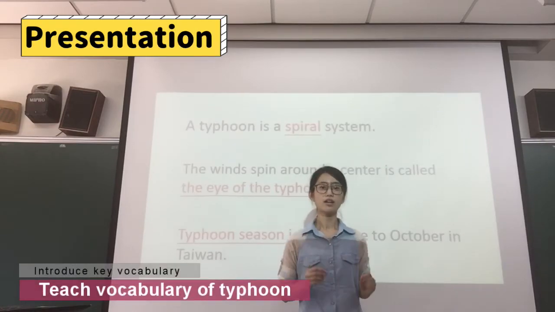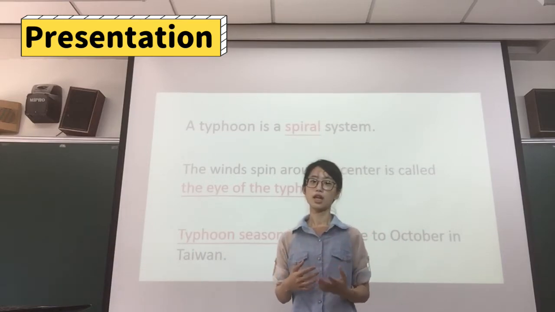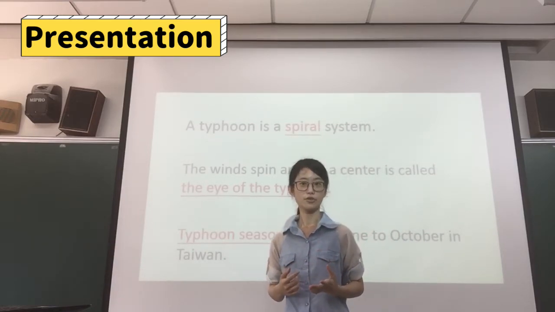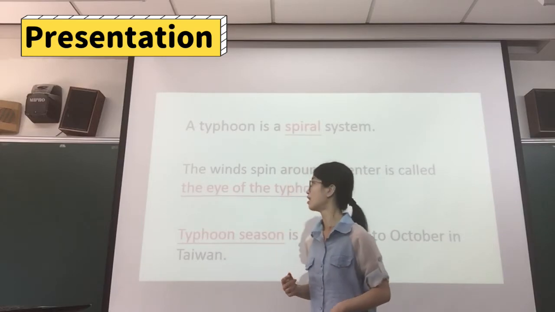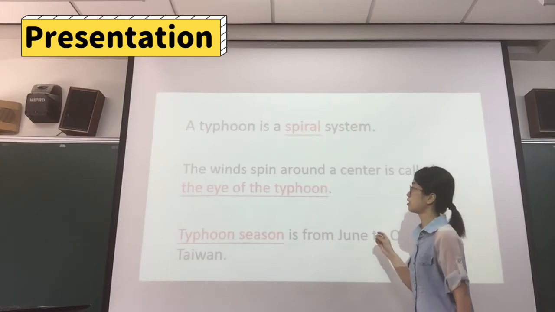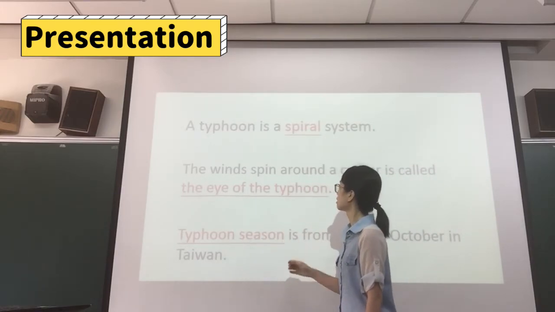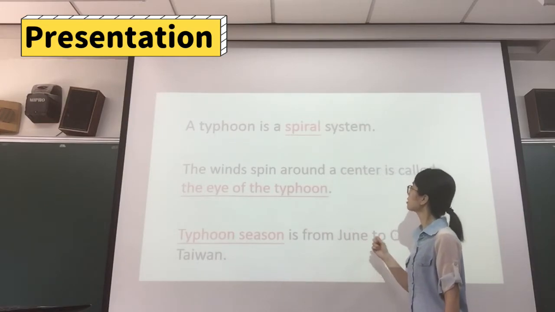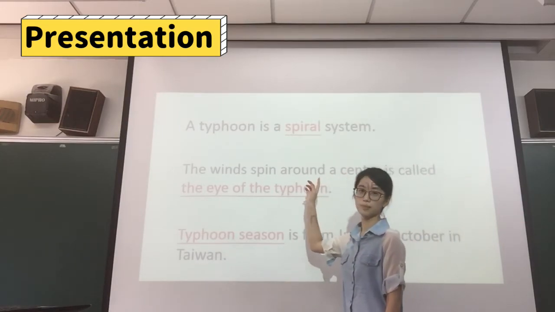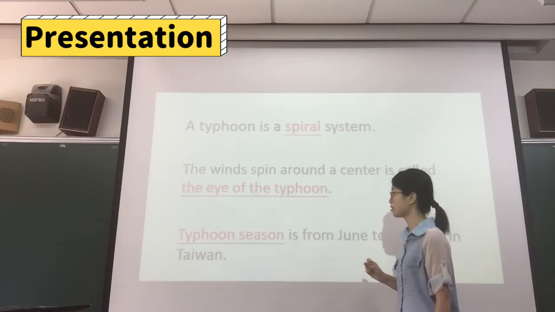Okay, the following are some important vocabulary about typhoon you have to remember. Okay, the first one is spiral. The sentence, repeat after me. A typhoon is a spiral system. Spiral, the Chinese translation is 螺旋.